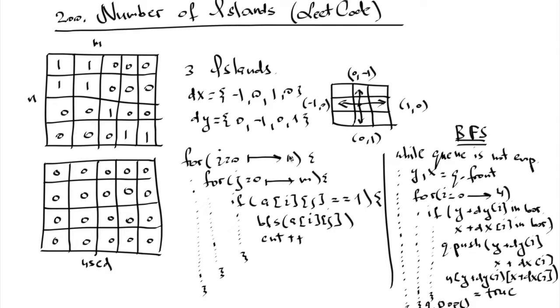From this matrix, we have to find the number of islands. Let's look at this example. Here we have 3 islands. The first island is this one, the second island is this one, and the third island is this one.